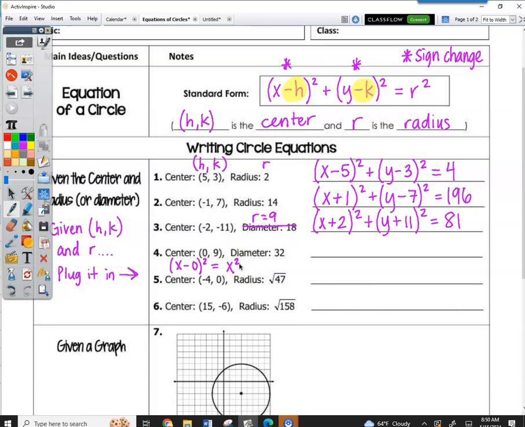Do you see that? When the value is 0, the parentheses disappear, and it's just x squared. And that's because the h was 0. And again, they give us the diameter. We don't want the diameter. We want the radius. So what would the radius be? 16.